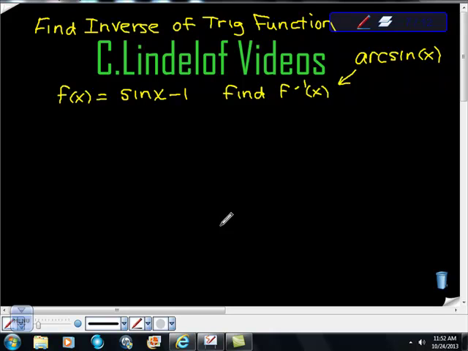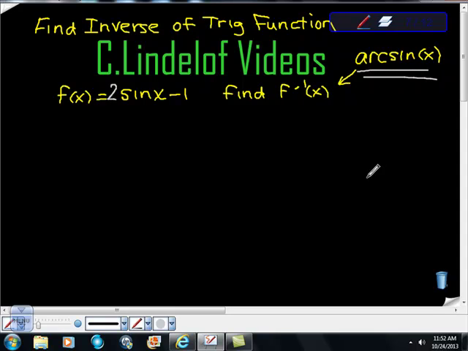Find the inverse of a trigonometric function. I wanted to look at sine today. So start off with this function here. Actually, let me make this a little bit more interesting. Let me put a 2 here. So let f of x equal 2 sine x minus 1. And we're asked to find the inverse of f of x, otherwise sometimes known as arcsine x.